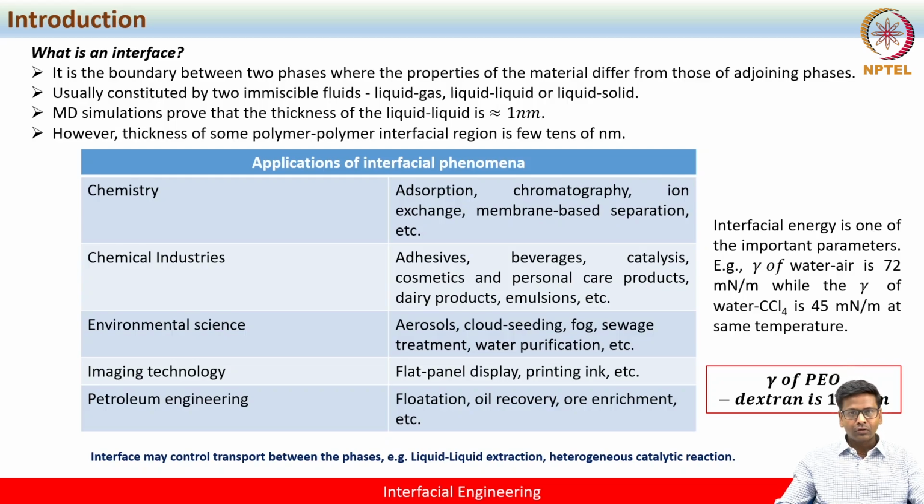And I want to throw out some numbers so that you can relate quickly yourself. Say, for example, what is the interfacial tension of the air-water system? Okay, it is 72 millinewton per meter. What if I replace air with carbon tetrachloride? Okay, in that case, the interfacial tension itself changes drastically. That is 45 millinewton per meter, right?